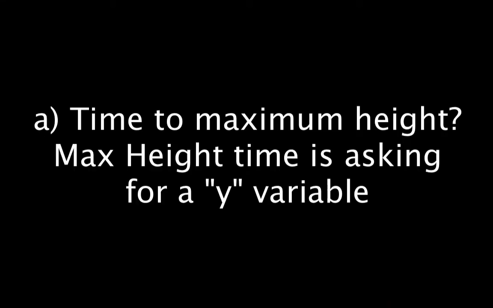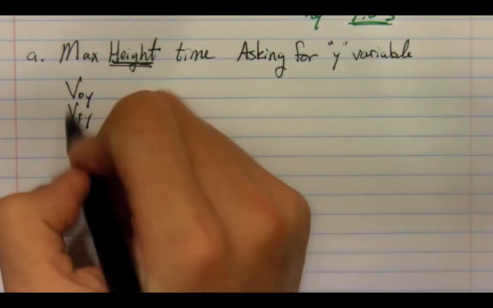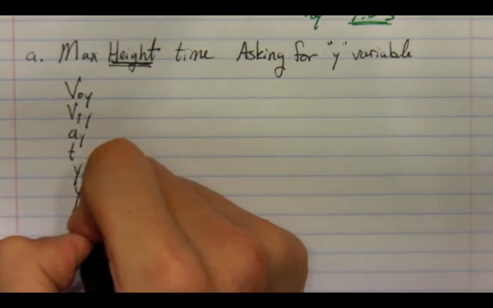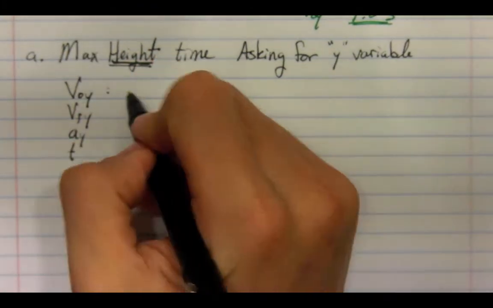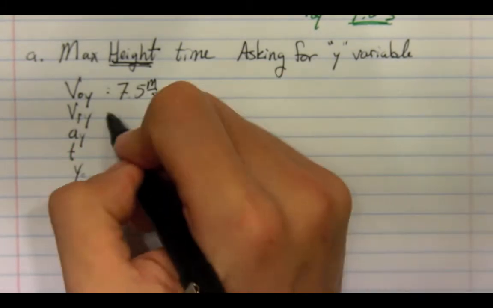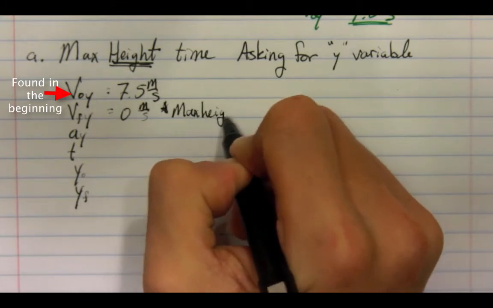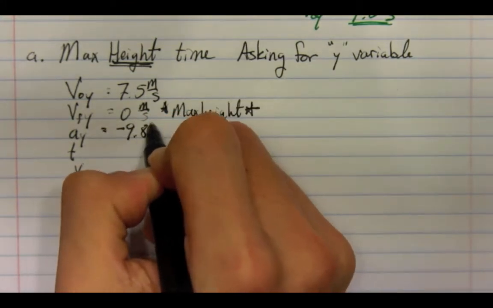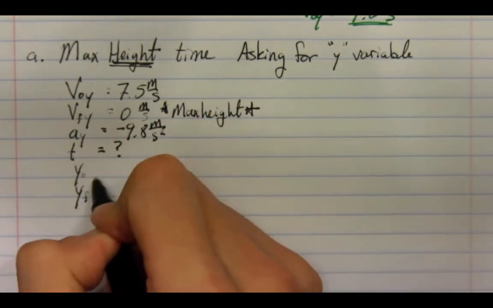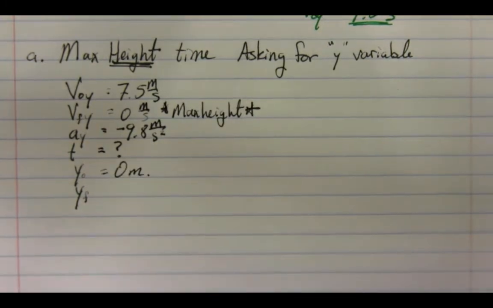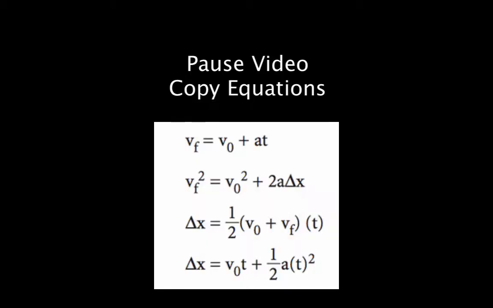Alright, now to solve for A. Maximum height is asking for a variable that's in the y-axis. So all the variables I write down will be for the y-axis. Going to write down all the given and the recently found pieces of information. A sub y, of course, being negative 9.8 meters per second squared for gravity.